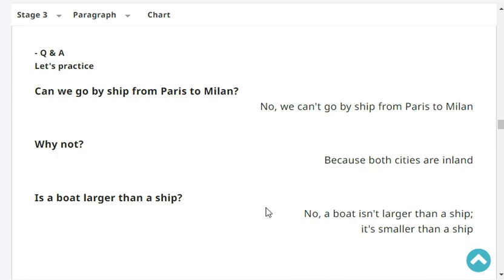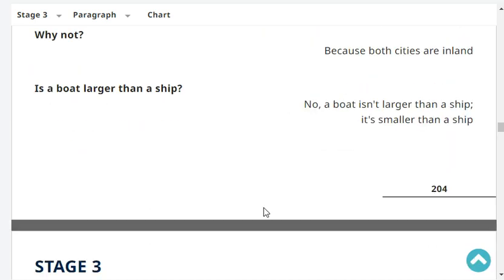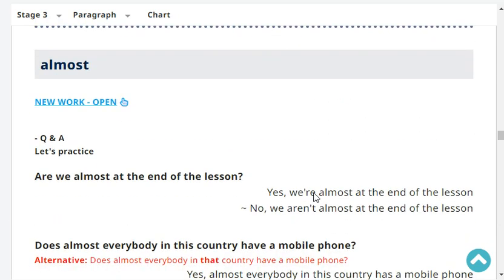Is a boat larger than a ship? No, a boat isn't larger than a ship. It's smaller than a ship. Very good.